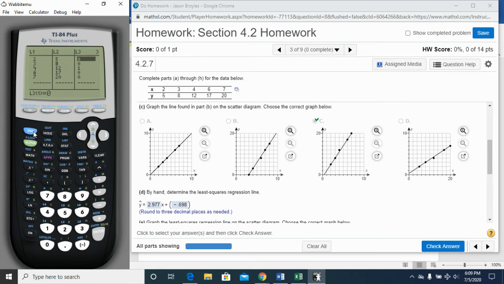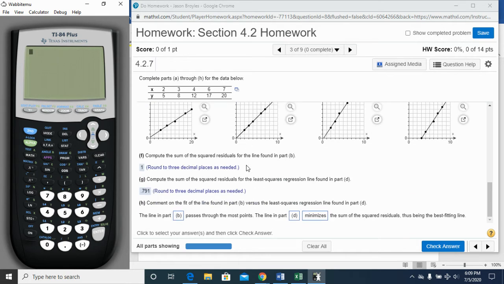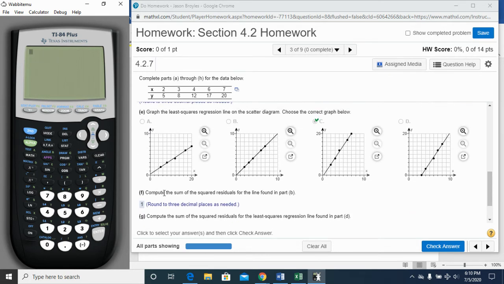Okay, perfect. So now back on the blank screen, what part are we on? F, wants me to calculate the sum of the squared residuals. I want to square all of these numbers I got in list 3, which is pretty easy. Most of them are 0. And then I want to add them all up. I can get the calculator to do it for me.